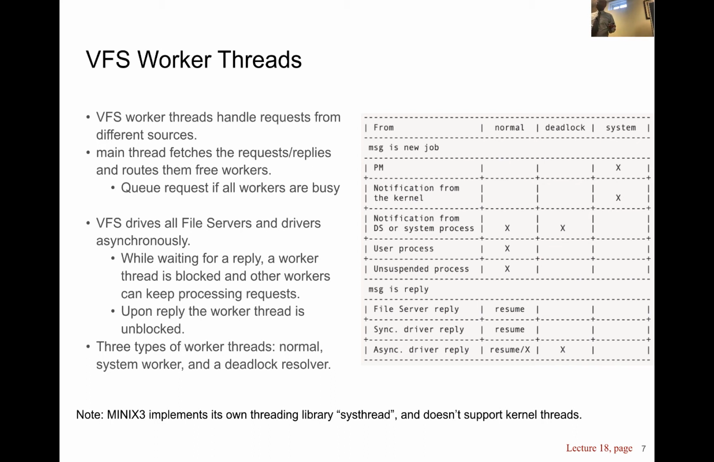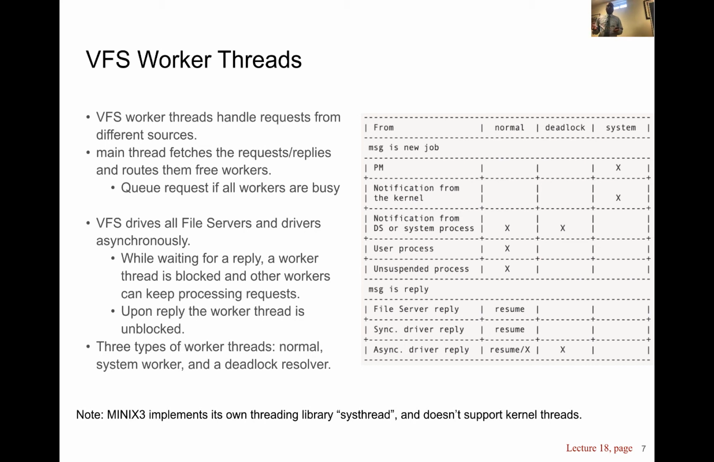But in Minix, you have a much simpler static worker thread pool, which means that if you have more concurrent requests than you have worker threads, then some of those requests will have to wait until a new thread becomes available. So, the VFS server is going to use these worker threads to interact with all the file server processes, and it does so asynchronously.